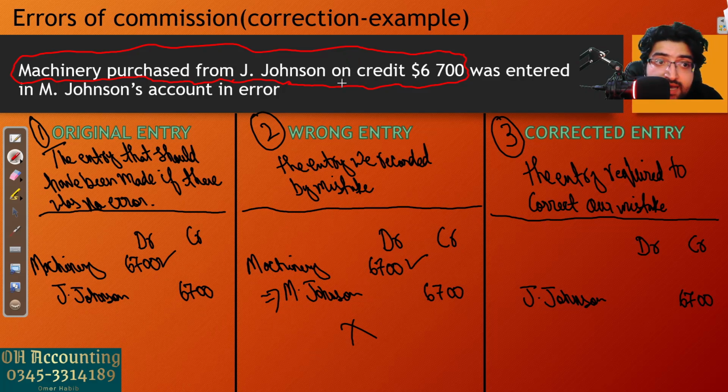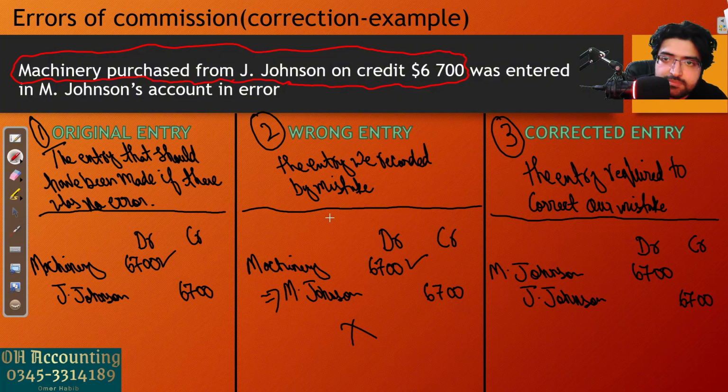We did not buy anything or sell anything to M. Johnson. So his account should have never been used. It was a mistake. So to correct our mistake, see, in the wrong entry, we credited M. Johnson by 6,700. So to correct the mistake, we will simply debit M. Johnson by 6,700. This will bring his balance back to 0, right? 6,700 credit and 6,700 debit will cancel that out.